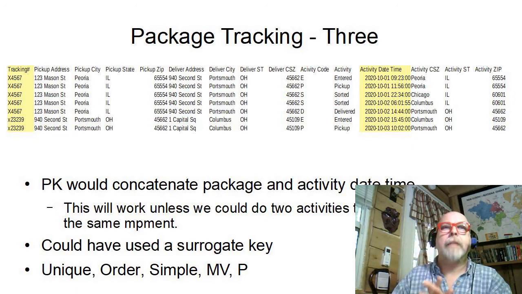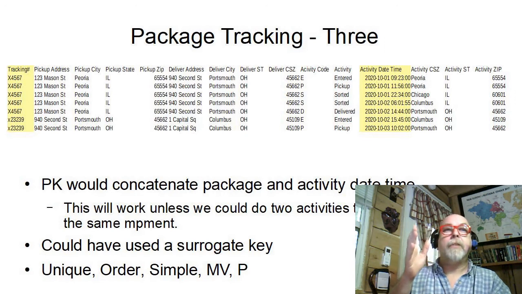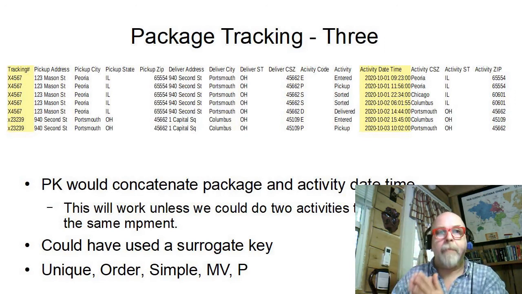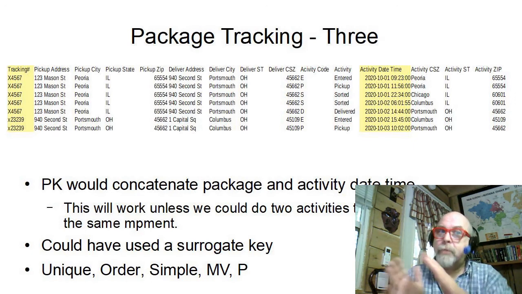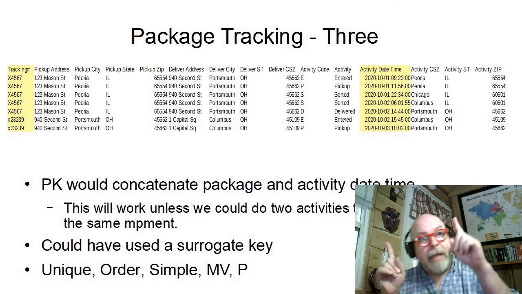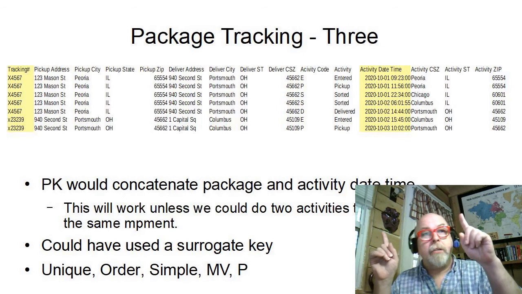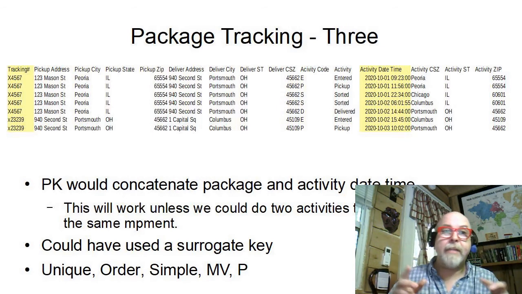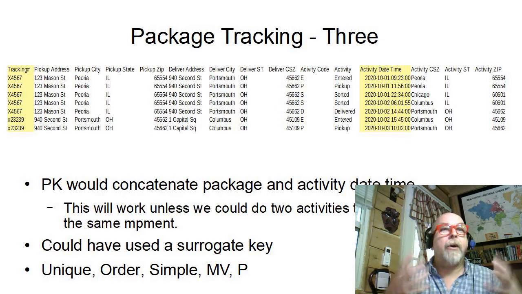Okay, so let's look. Package activity. So we entered it in the system, was done at a certain date and time. Maybe 3 seconds later we picked it up, but that was 3 seconds later. So that would be a different date and time. So I concatenate package number or tracking number and activity date and time, and I've now got a good primary key. Every row is unique.